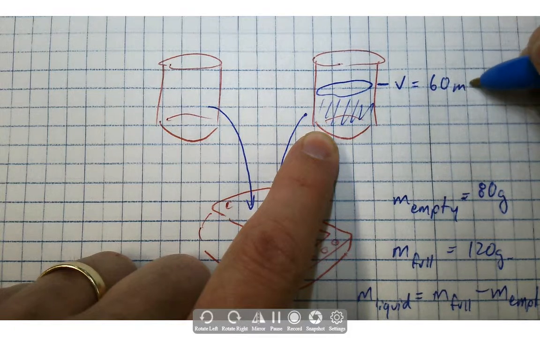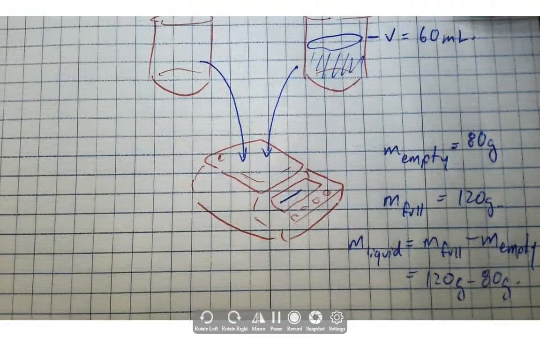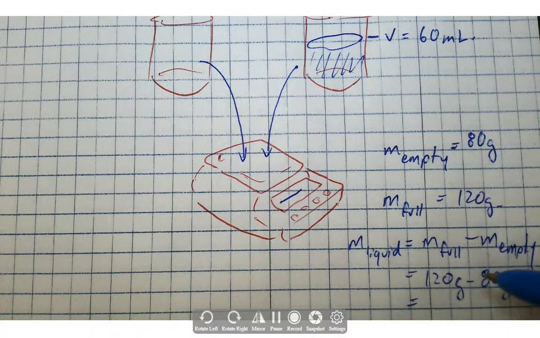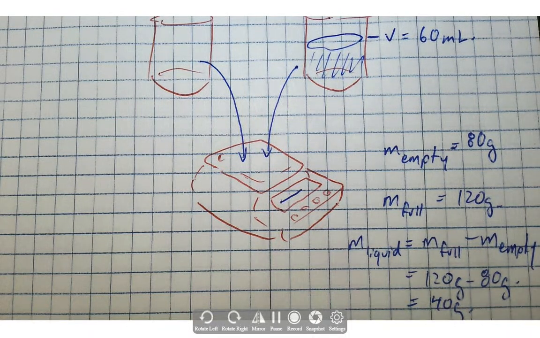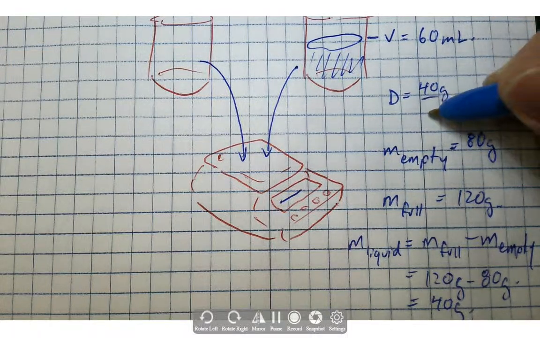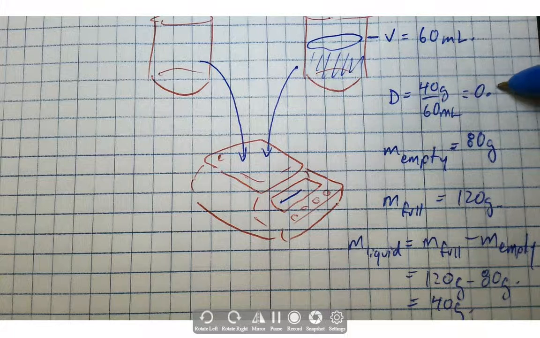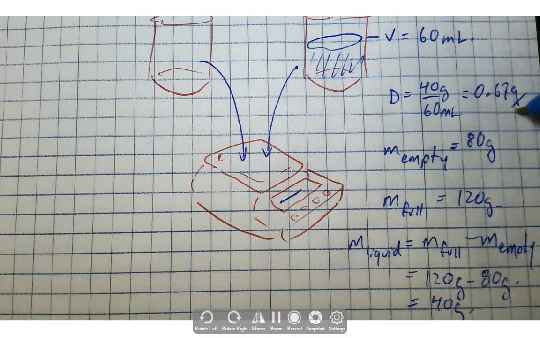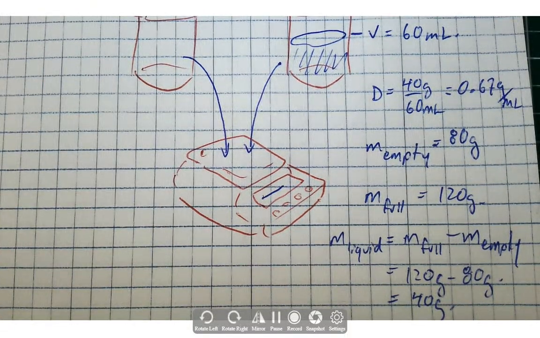So if the volume ends up being 60 milliliters, now you've got a volume of 60 milliliters, and you have a mass of 120 minus 80, which is 40 grams. And I can use those two values to say the density of this liquid must be 40 grams divided by 60 milliliters. And I've got about 0.67 grams per milliliter as my density. Well, that's great. I feel good about that, okay? This could be an experimental process. And I'm going to give you guys the equipment to do this.